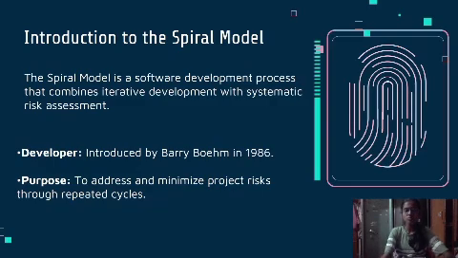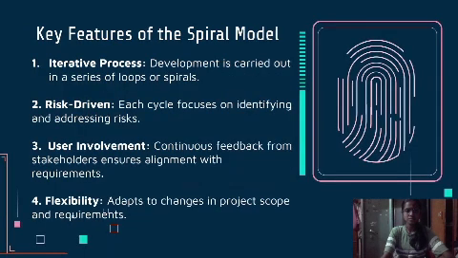So this model was first developed by Barry Boehm in the year 1986. The main purpose of this model was to address and minimize the project risks that have been caused through repeated cycles. So the key features of the spiral model are: iterative process. As I already told you, development is carried out in a series of loops or sequence of spirals. Then it is risk driven. So each cycle will focus on identifying and addressing the individual risks caused.